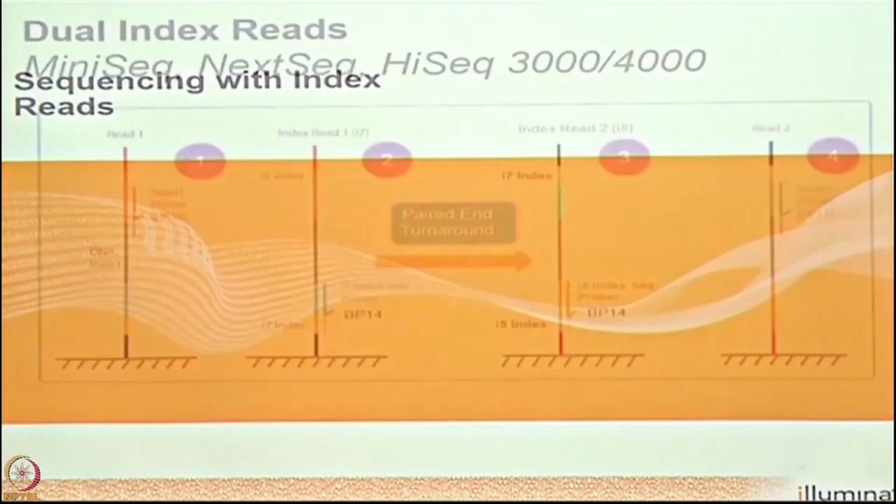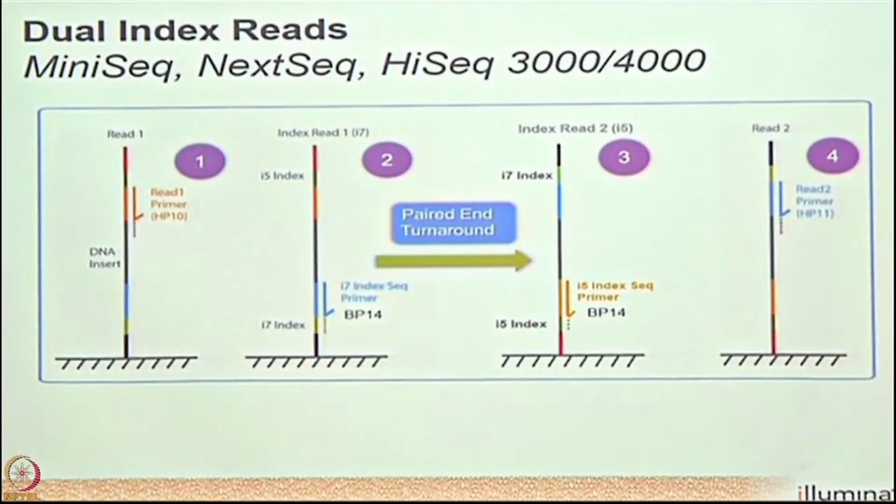So in all our platforms, essentially we initially carry out read 1 sequencing. Then we go for index sequencing, barcode sequencing, which is essentially 6 to 8 base pairs long. Then barcode 2, and then finally read 2.